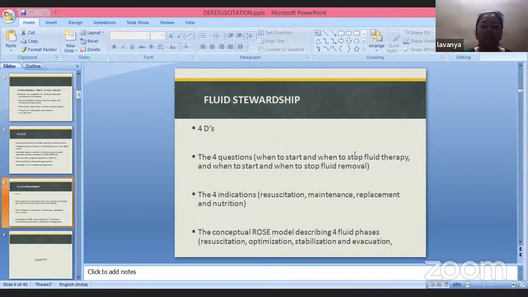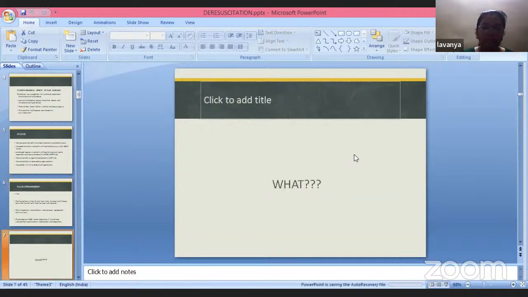The 4 indications, we all know that not only for resuscitation, we use fluids in ICUs for other purposes like maintenance, replacement sometimes, and also nutrition is ongoing. So there is the 4 fluid phases, a very important conceptual model, the ROSE model. I will be discussing it in the subsequent slides. So, what is de-resuscitation?